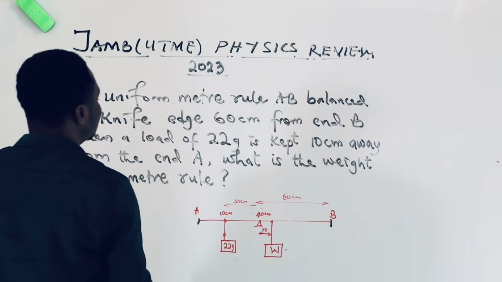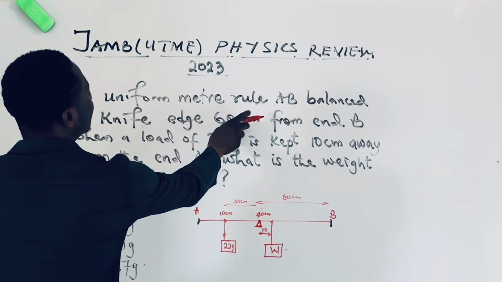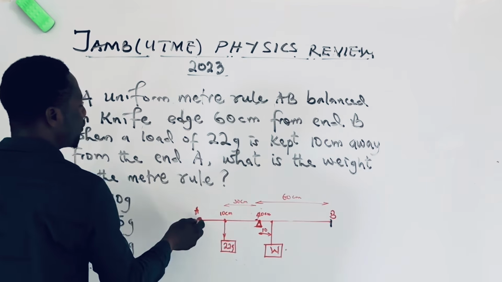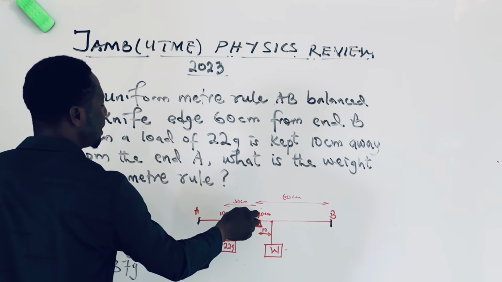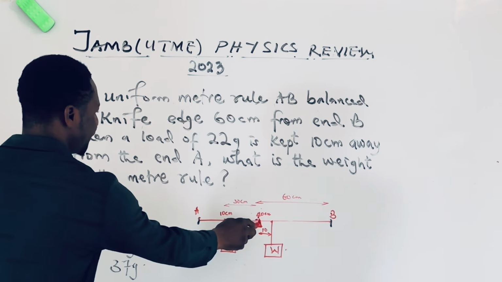And we are told that this meter rule is balanced at 60 from the end B. If from here to here is 60, so from here to here will be 40. So the balance is at position 40 centimeters. This is the balance, the knife edge.